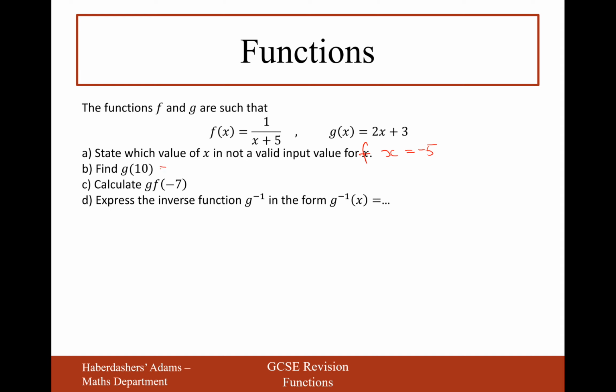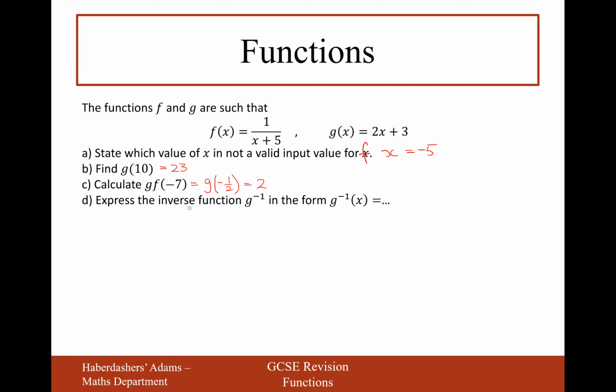Find g of 10, so that just means put 10 into the g function, and that will give us 23. Calculate gf of minus 7, so that means I have to put minus 7 into the f function first. That will give us 1 over minus 2, or minus a half. Then I put minus a half into g, so that's going to give me minus 1 plus 3, and that gives me 2.